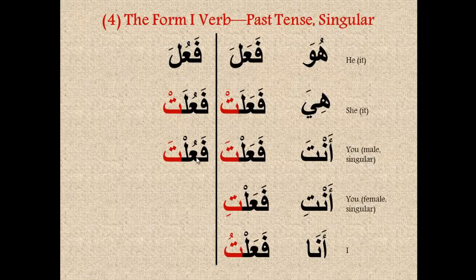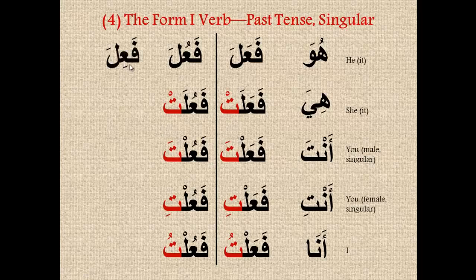It doesn't change. Anti, we predict that it would have a t at the end because this marks the pronoun anti. There's a correspondence. And that is again the case. Fa'ulti. And ana, we predict will have a tu, fa'ultu. So again, let's go through this list. We have huwa fa'ula, hiya fa'ulat, anta fa'ulta, anti fa'ulti, ana fa'ultu.